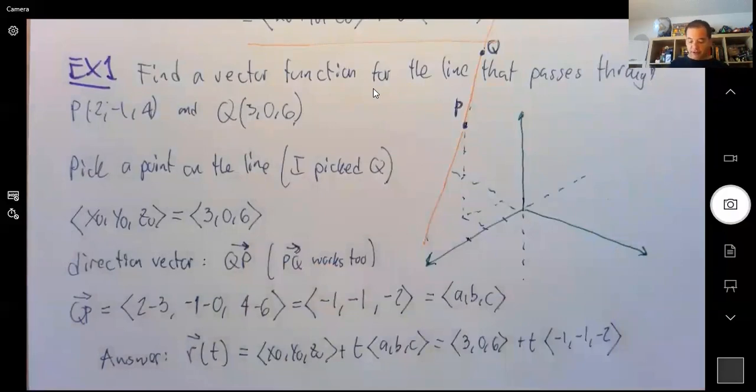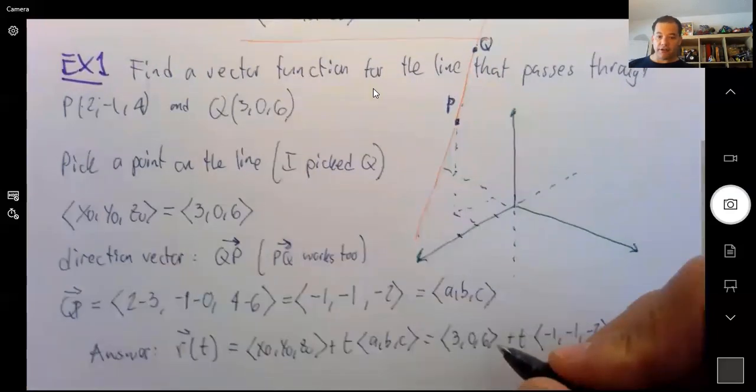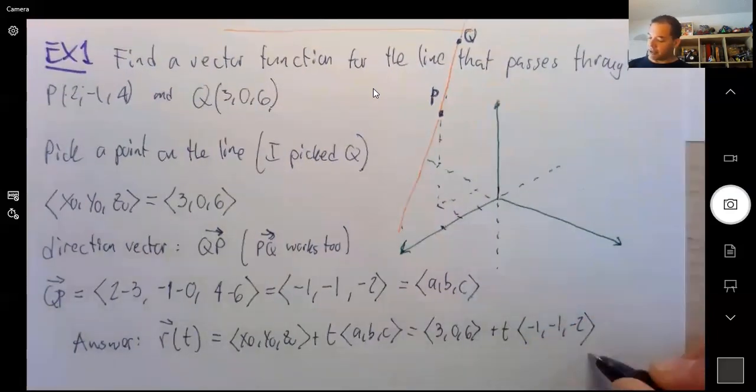I mean, there are other possibilities. If you look at the book, in the book they picked P as a point and they picked the opposite direction, right? So take a look at the one in the book if you wanted to see different ways. Now, you should say what is this and what is the range for the t. So here, this is the answer, and t between -infinity and infinity.